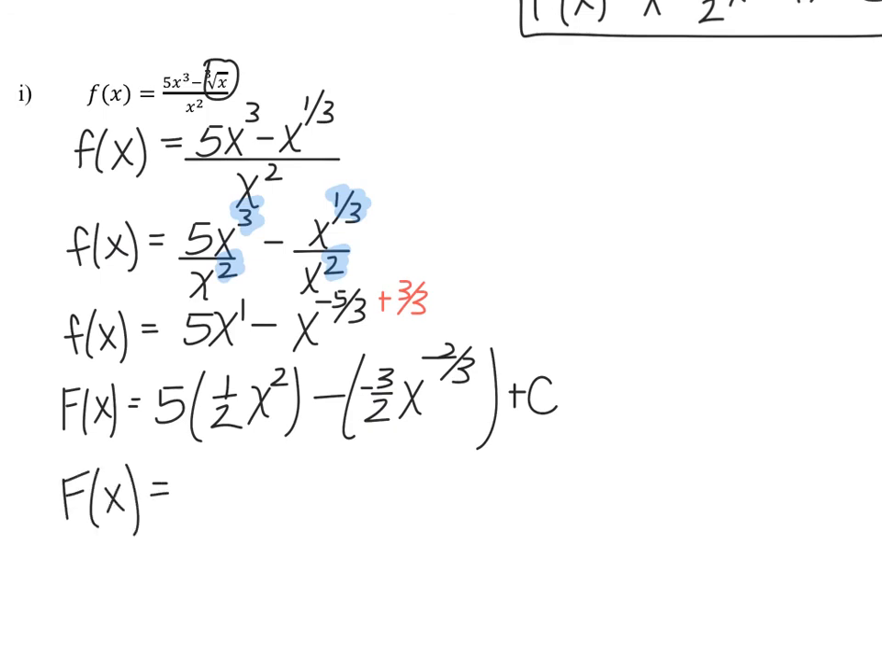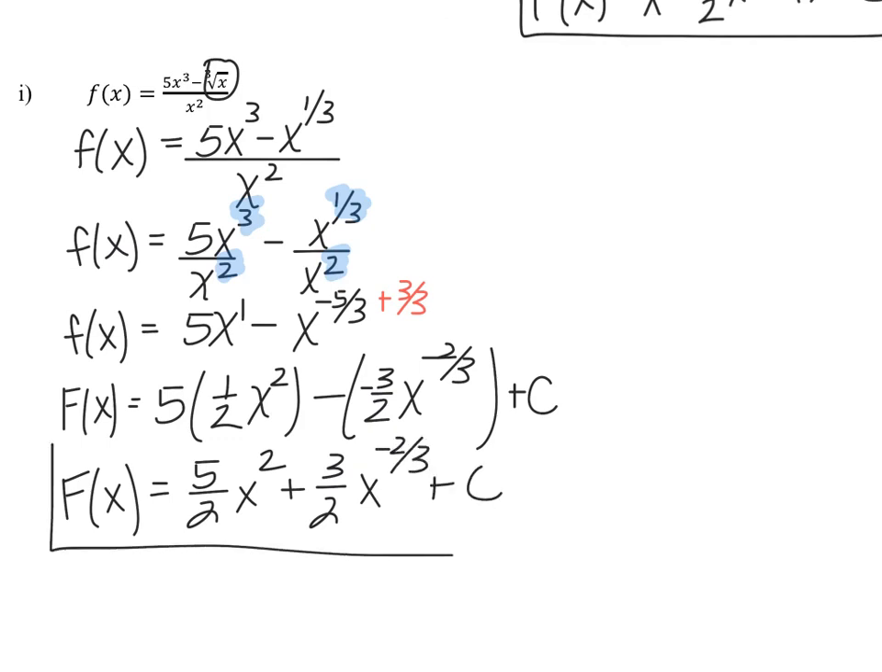So our antiderivative in this case, 5 times 1/2 will be 5/2 x to the second power. Then we have a negative times a negative 3/2, so that would be a positive 3/2 x to the negative 2/3 power, plus our constant.